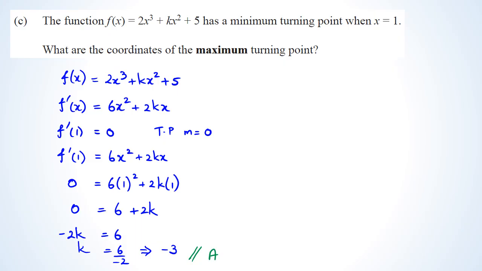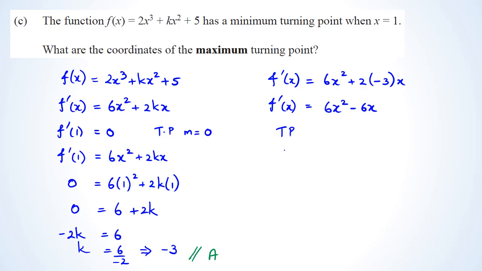So in terms of carrying on to get this into a merit, what we now know is the gradient function f dash of x can be written as 6x squared plus 2 multiplied by negative 3 x, because we figured out k equals negative 3, which means f dash of x can be written as 6x squared minus 6x. So once again, a turning point happens when f dash of x is equal to 0. So 0 equals 6x squared minus 6x.